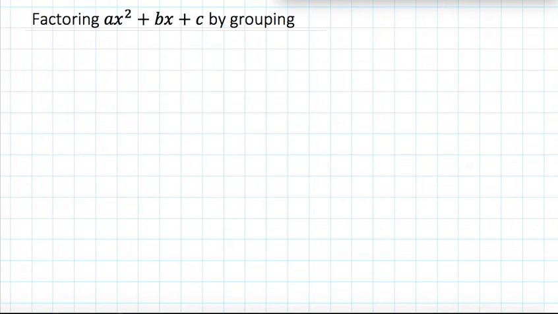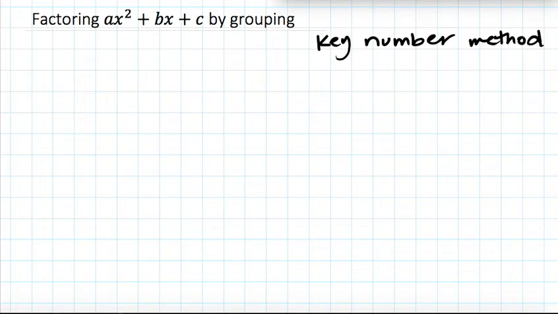So the grouping method has some other names. It's also called the key number method and the AC method. So if you're looking up videos for this, if you want to see some other videos, keep in mind that those are also terms that you can search to find more videos about this.